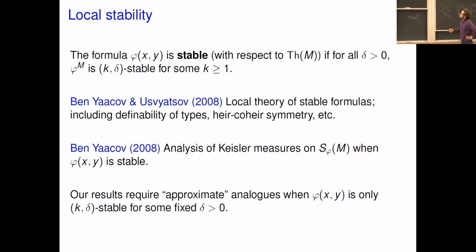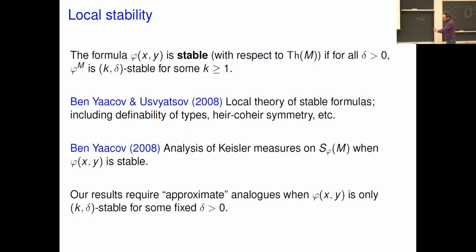Okay, and so then there's a paper by Benyakov and Usyetsov where they work out a lot of the local theory of stable formulas in continuous logic, including definability of types, the sort of error-co-error symmetry with definitions of types, and various things like that. And then there's another paper on topometric spaces in general by Benyakov, where he looks at an analysis essentially of Keisler measures on type spaces when the formula is stable.